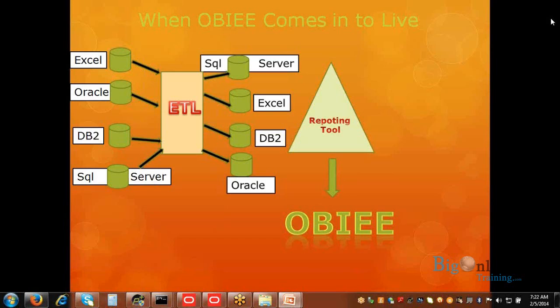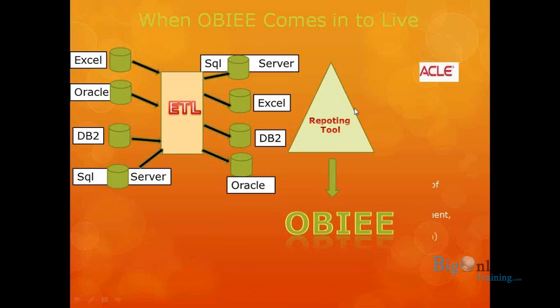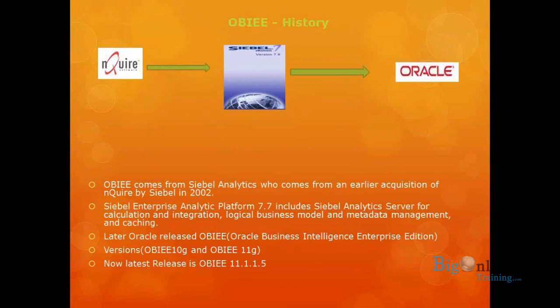At this point OBIEE really comes into life, and it can import the data from the database it is connected to and build the reports for the end user. Coming to the history of OBIEE, initially Enquire was an organization which started with its reporting tools, and after that Enquire was acquired by Siebel, and Siebel released a version called Siebel Analytics. Till today, some organizations are using Siebel Analytics. On the base platform of Siebel Analytics, Oracle designed a very good reporting tool called Oracle Business Intelligence Enterprise Edition.